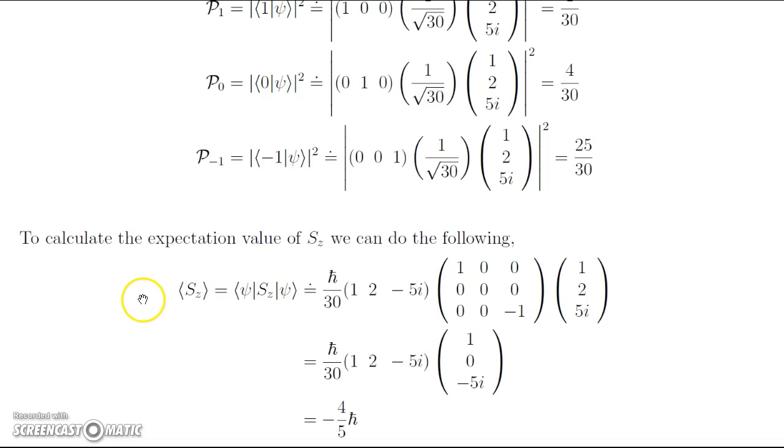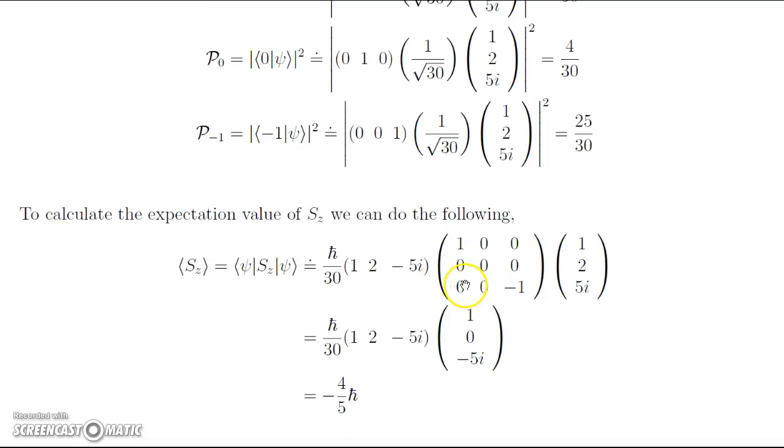Now to calculate the expectation value, which is the average, we can do the following calculation by first operating S_z on the ket psi, and then taking this new ket and taking the inner product with the bra of psi. And this is represented as h bar over 30. The reason we have this h bar over 30 in the front is we get an h bar from the S_z operator, and we get a root 30 from both the row and column vectors here, which gives us this constant out front. And then we have this row vector 1, 2, negative 5i, which is the adjoint of this column vector.